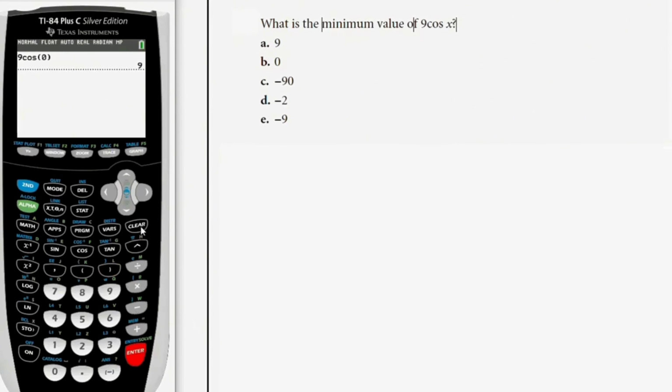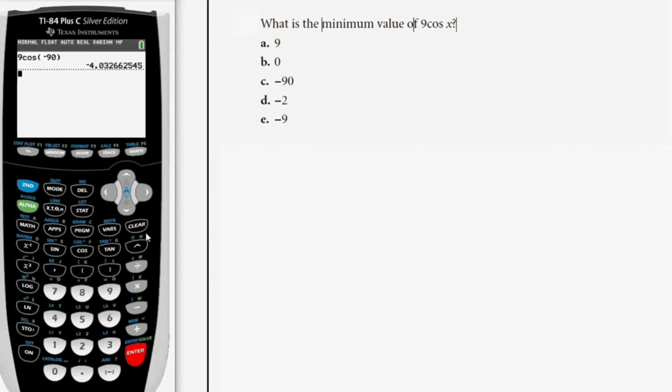Alright, so let's check option C. Option C will now be 9 cos, we have minus 90. Make use of this negative sign, guys, very important. Okay, minus 90. Close the bracket. What will be the output? Minus 4.0. So minus 4.0 is higher than minus 8.2.